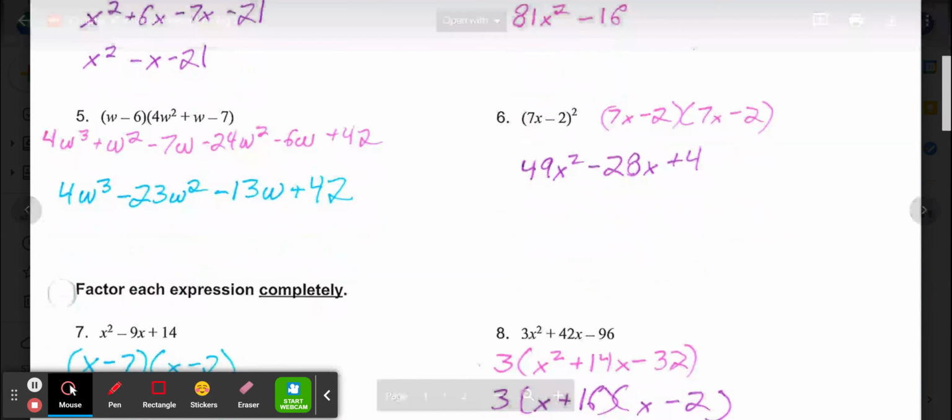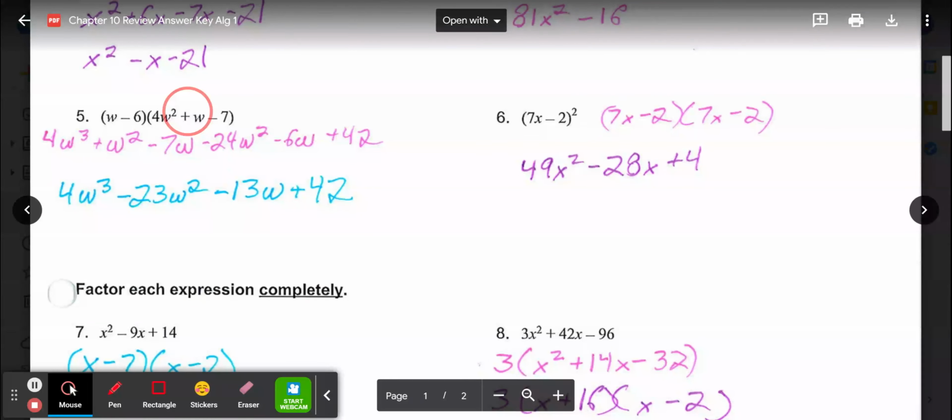Now with 5, we have a binomial multiplied by a trinomial, so we want to take each term in the binomial and distribute it to the trinomial. So we'll start with taking the w and multiplying it by each part of our trinomial. So w times 4w squared is 4w to the third. W times w is w squared. W times negative 7 is minus 7w.